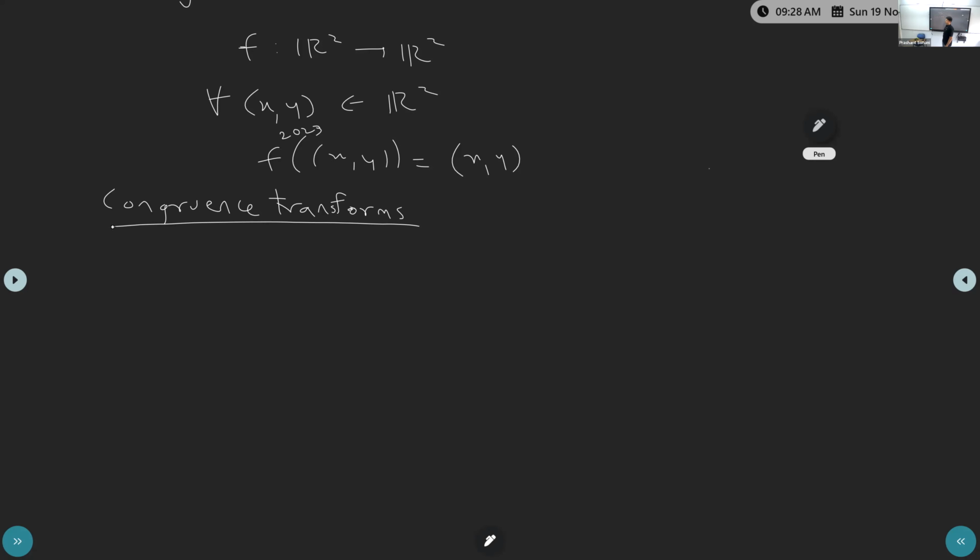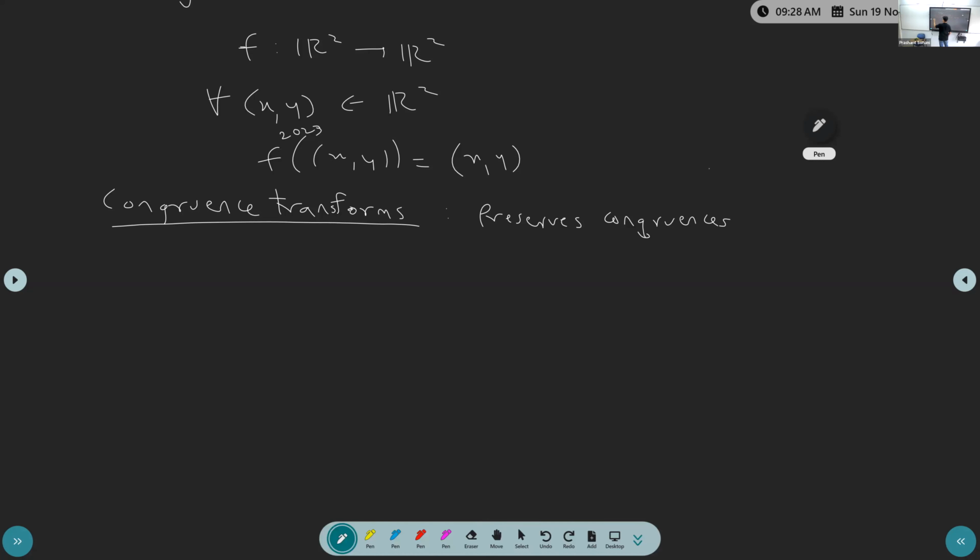And why is it called congruence transform? Because what that transform guarantees is that a shape which is in some position currently, after the transformation goes to a new position, but it will remain congruent to the original. So it preserves congruences. That is why it is called a congruence transform. So let me give an example.